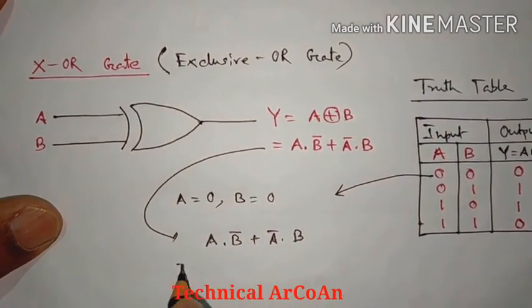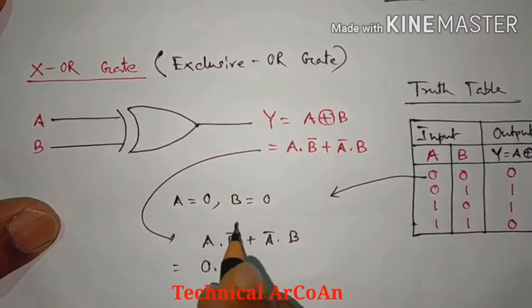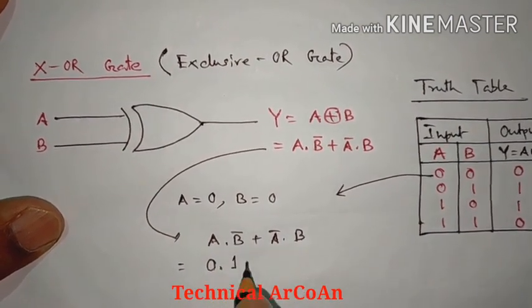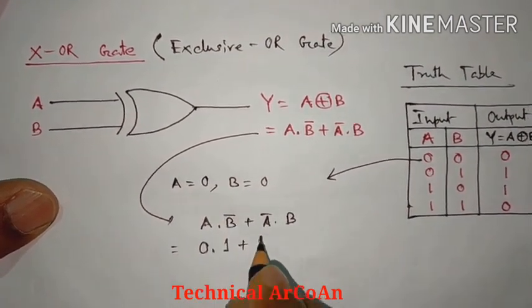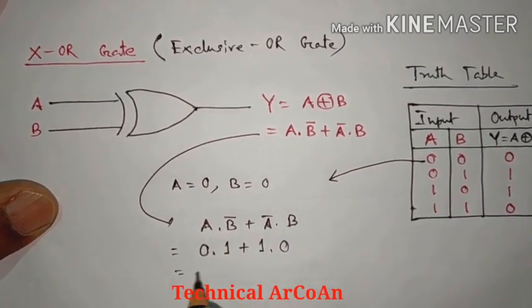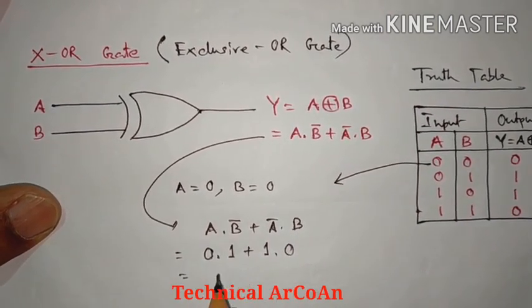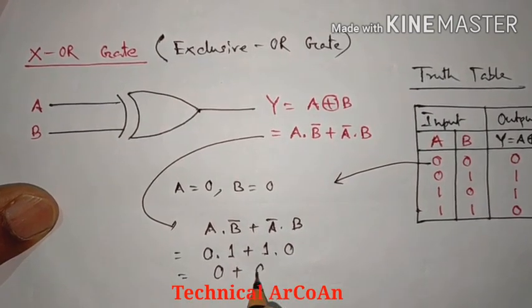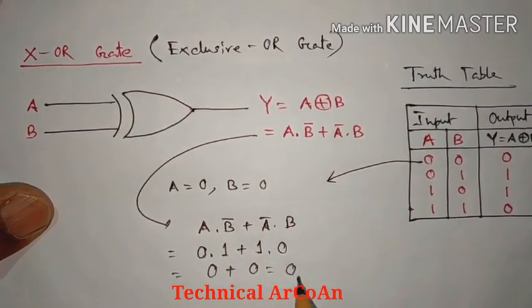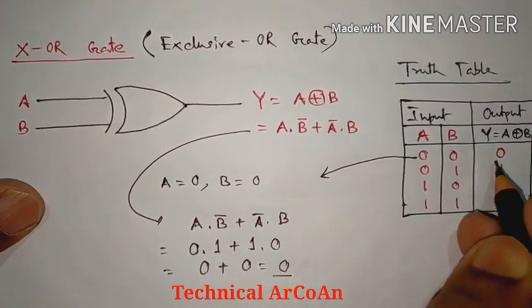I am just putting the values here. A is 0, so 0 is there. B is 0, its complement means 1. A is 0, so its complement means 1, and B is 0. Now 0 dot 1 is 0 and 1 dot 0 is 0. So 0 plus 0 means 0. That's why its output is 0.